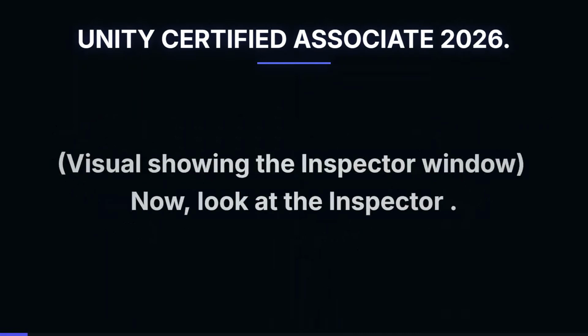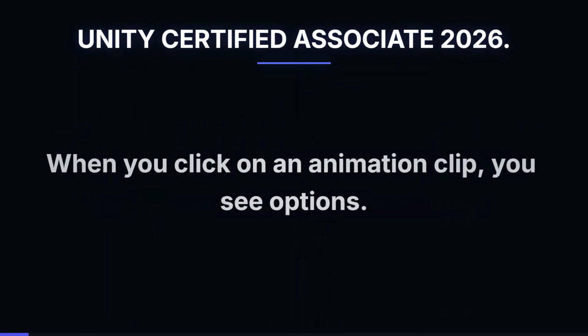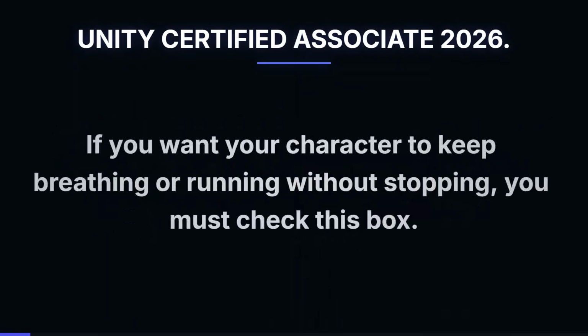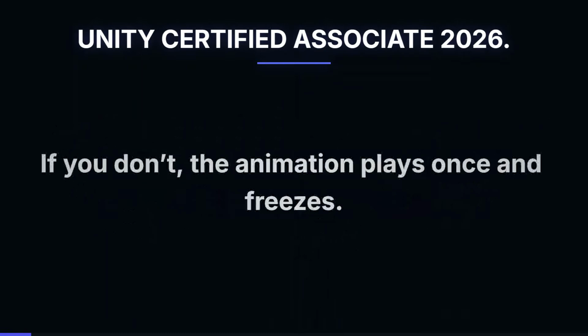Visual showing the inspector window. Now, look at the inspector. When you click on an animation clip, you see options. One big one is loop time. If you want your character to keep breathing or running without stopping, you must check this box. If you don't, the animation plays once and freezes.